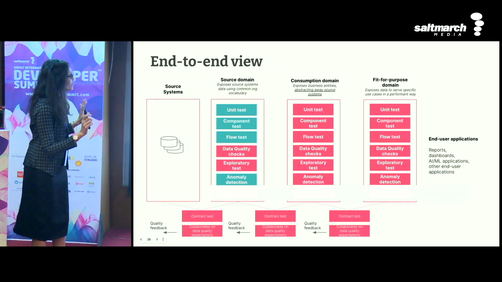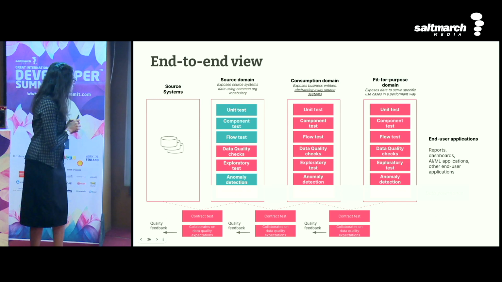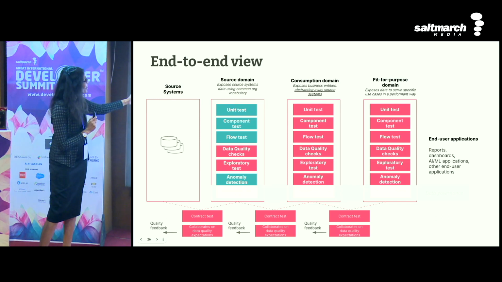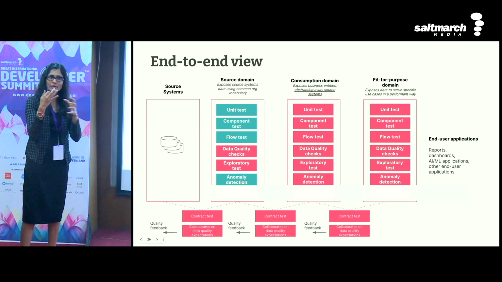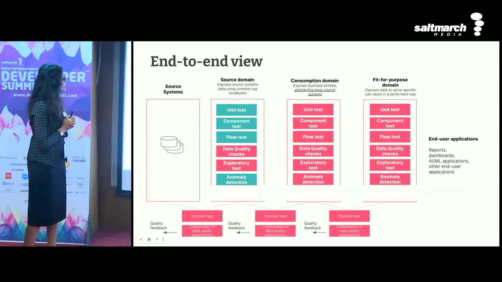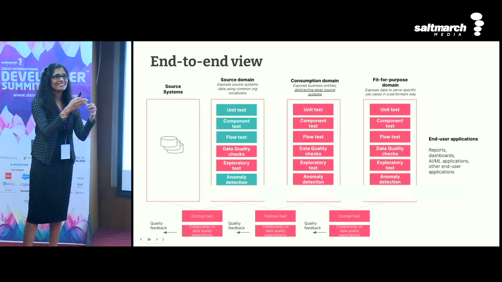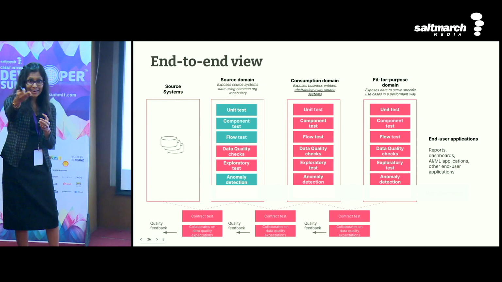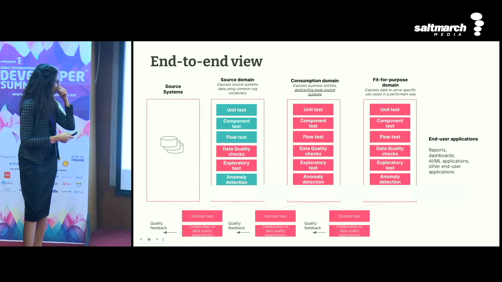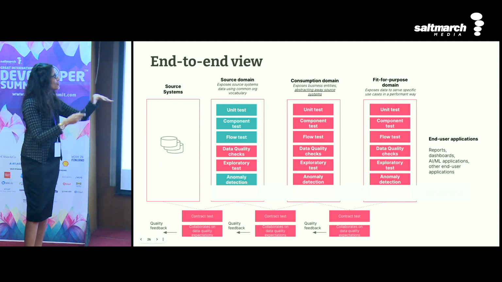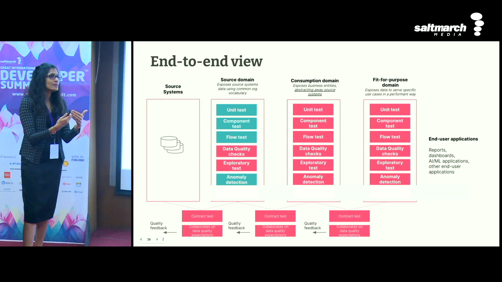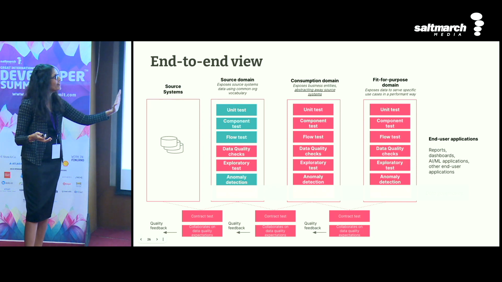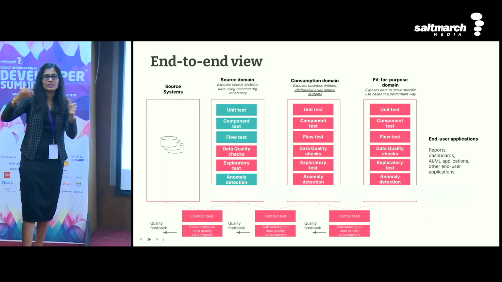And this is like the end-to-end view. There are source systems, and there are source domains which are exposing the source systems' data using some common vocabulary for the organization. There are consumption domains, which are exposing the business entities, abstracting away the source domains, like the aggregation example that we spoke about. And then there are fit-for-purpose domains, which are exposing data to serve a very specific use case in a highly performant fashion. So all of them are different types of domains within the organization, and they create different types of data products.